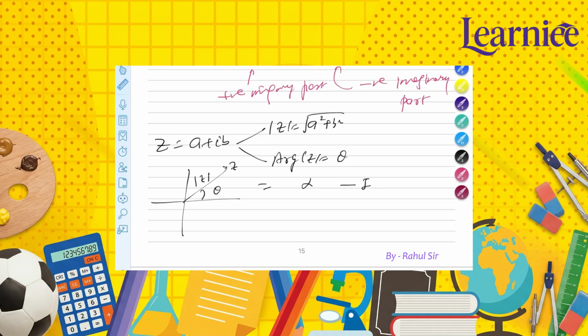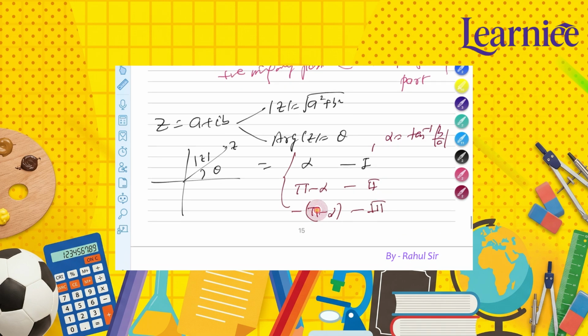Okay, so alpha, we know what alpha is. Alpha is tan inverse b by a, positive value. So in case of the first quadrant, this is alpha. In the second quadrant, we have pi minus alpha, and in the third quadrant, this is pi minus alpha with negative sign, because these are measured in a clockwise sense. So basically in this case, this is the thing.